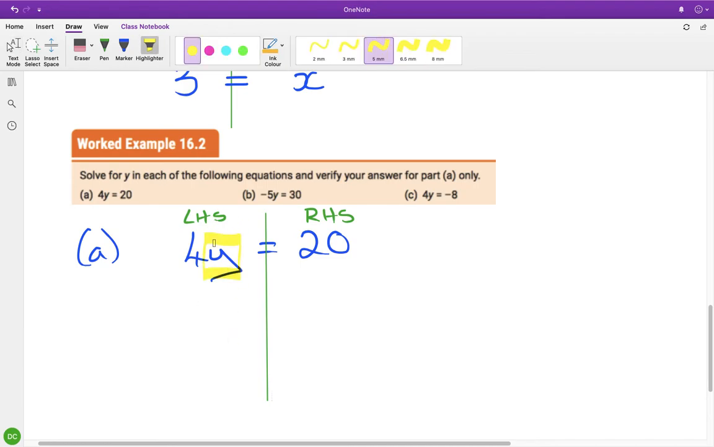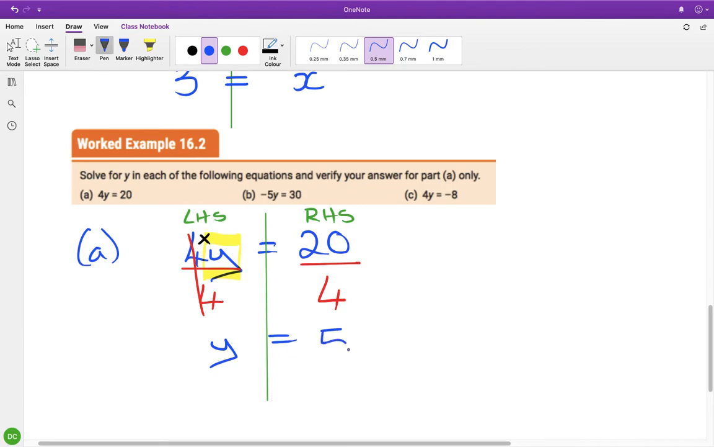It's on the left, so I will leave it on the left, but at the moment, together with it is a 4, which I don't want. So I identify the operation between the 4 and the y, which is a multiply, and then I do the opposite of that operation, which is that I divide. That will get rid of the 4. But if I divide by 4 on the left, I must balance that on the right. So y is now isolated and on its own, and 20 divided by 4 is 5.